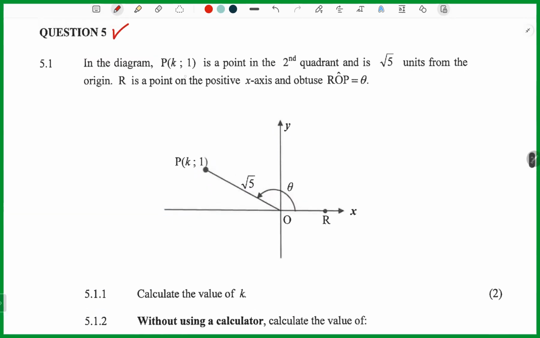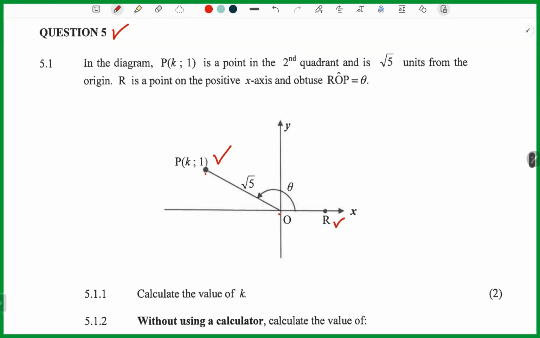Right, in the diagram, P has coordinates (k, 1) and is a point in the second quadrant. Okay, we can see that. P is the square root of 5 units from the origin. Here's the origin, and the distance is exactly the square root of 5 units. And R is a point on the positive x-axis. Here's the point R there.